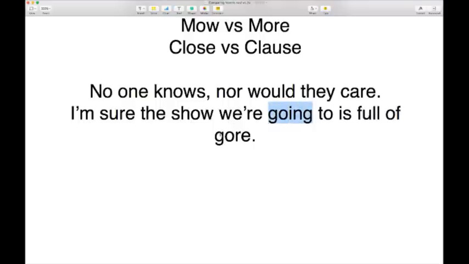Is full of gore. Oh, I'm going to sneeze. No, I'm not going to sneeze. It's good. I saved it. It's fine. I'm sure the show we're going to is full of gore. That's very odd. I've never sneezed on stage before or during a live broadcast before, but just then, because we were talking about noses, I just had this uncontrollable urge to sneeze, but it's gone now. It's all right. Don't panic. Tissues at the ready, but it's all right.